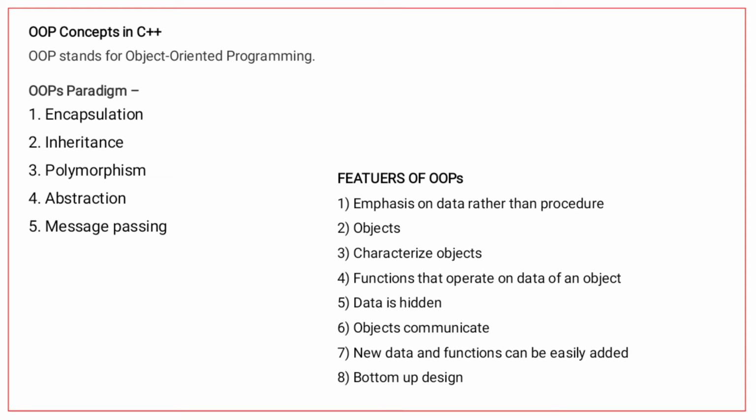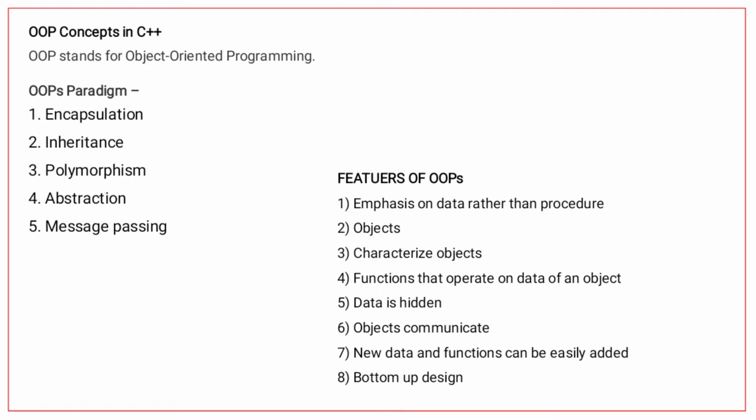Next paradigm is message passing. Objects communicate by invoking methods and sending data to them. This paradigm of sending and receiving information among objects through function parameters is known as message passing.